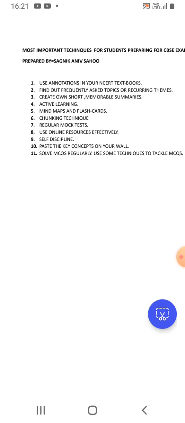Number 3, create your own short memorable summaries. So it means that we need to create our own short memorable summaries of key concepts for quick recall during exams. It is very important. This helps in activating the memory and making the process of recalling things more active, and reducing the chance of forgetting things.